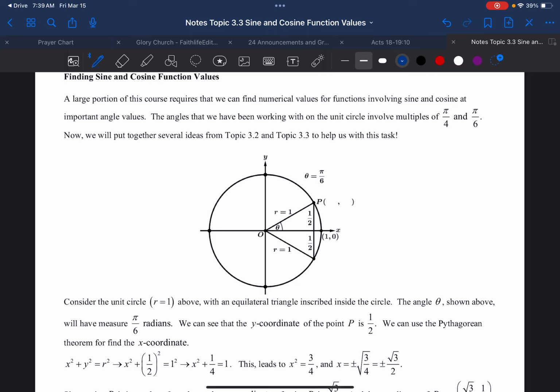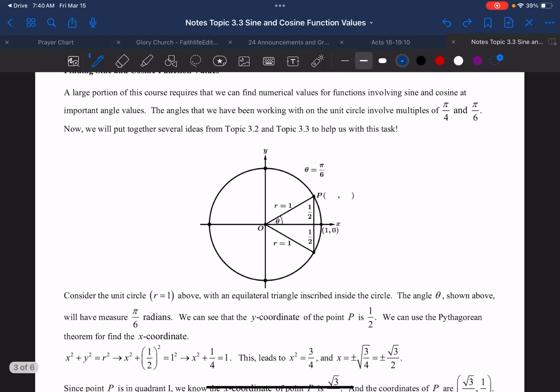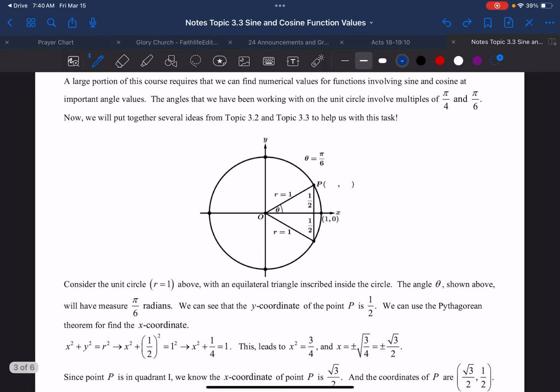A large portion of this course requires that we can find numerical values for functions involving sine and cosine at important angle values. The angles we have been working with on the unit circle involve multiples of pi over 4 and pi over 6. Really, the first quadrant is 0, pi over 6, pi over 4, pi over 3, pi over 2, but different multiples of these can simplify to those. Now we're going to put several ideas together from everything we've been doing so far to help us with this task, okay?